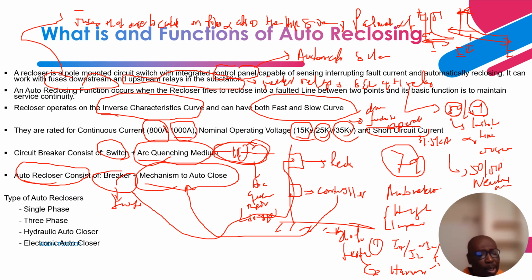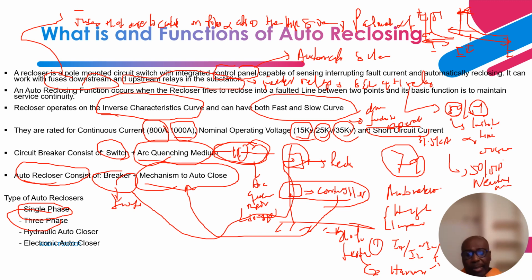Right. Now let's talk about the type of auto reclosers that we have. We have single phase, we have three phase, right? And you can have the three phase on this pole, and single phase, one for each phase. So three of them. You can see three of them on this pole. And you can have the hydraulic auto recloser and electronic auto recloser. The electronic auto recloser is the one that works off from this controller. So these are the modern type of reclosers that we have.